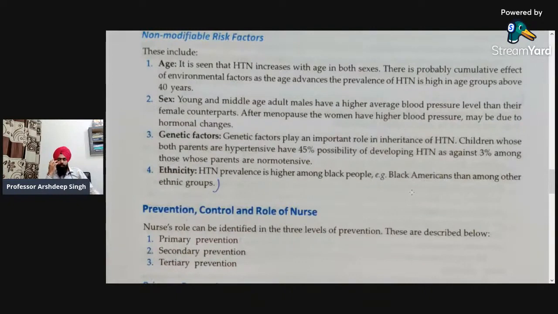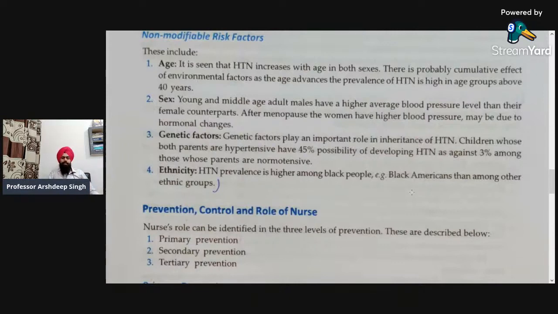Children whose both parents are hypertensive have a 45% chance of developing hypertension as against 3% among those whose parents are normotensive. Okay, so it is seen that mostly the persons who have heart disease or hypertension cases in the family, it is inherited, or we can say it is transmitted and present in the family in different generations. So that is the genetic factor, we can't change that.